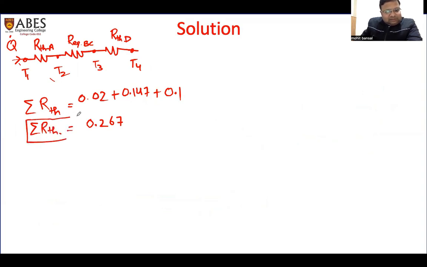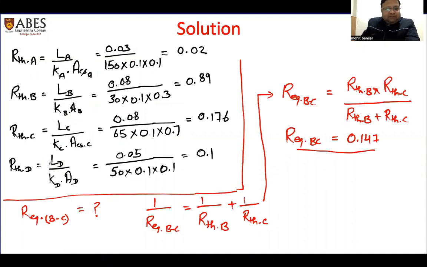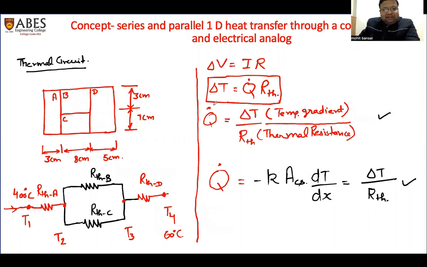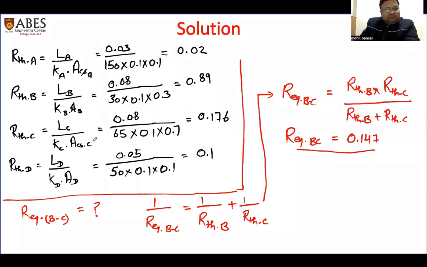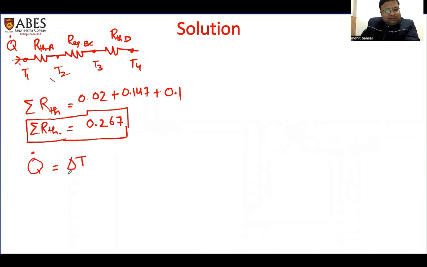So what we have done, we have just simplified our network into a single resistance where each of the resistances is in series. So it comes out to be 0.267. Now it will be very easy to calculate the rate of heat flow, because we have discussed that the rate of heat flow is equal to the temperature gradient upon the thermal resistance. So we have calculated the combination of series and parallel resistances. We will just write it up like delta T upon the thermal resistance.